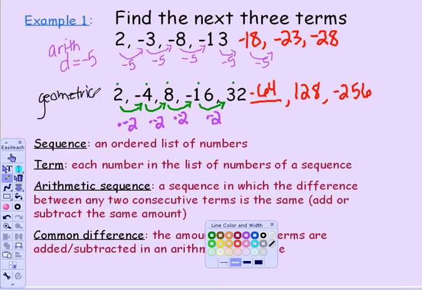A geometric sequence, we'll get into later in the chapter, is found by multiplying the same amount in between terms. We call that value r. In this case, the r is negative 2. Like I said, we'll get into that in another lesson.